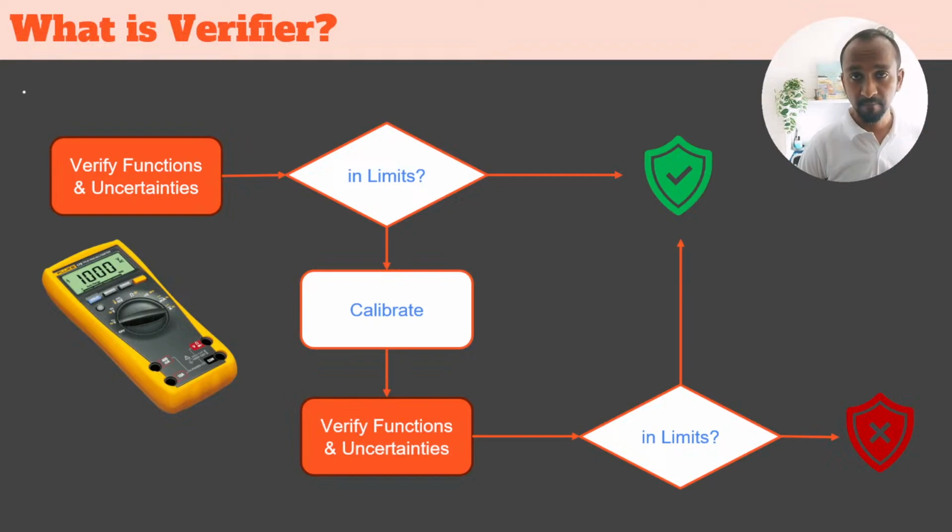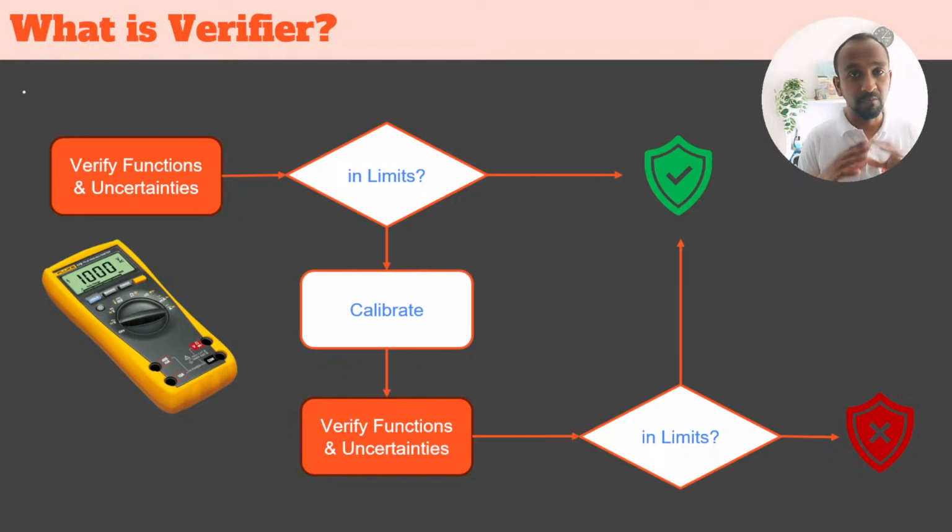If it fails again, even after calibrating it multiple times, if it keeps failing, you would say no, this instrument is not good for measurement, and you would keep it aside. In some cases you just keep it for reference, to measure only certain functions, but in most cases you would not use it for production. So that's what happens.